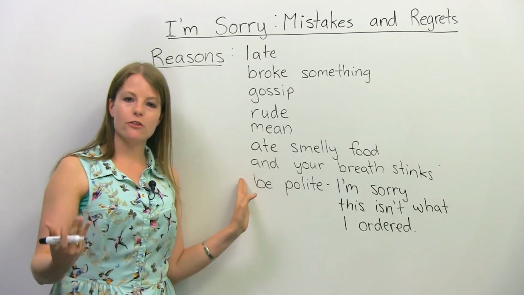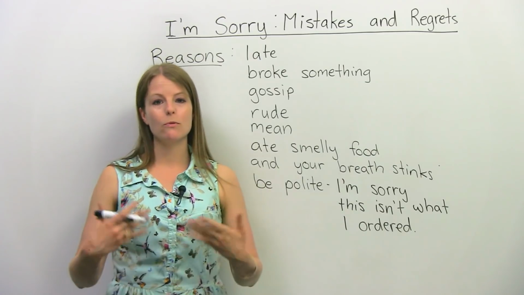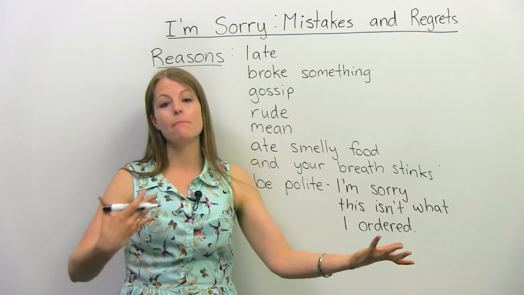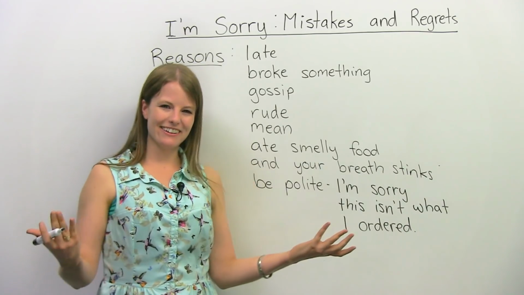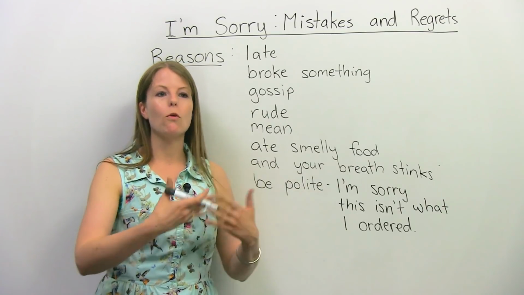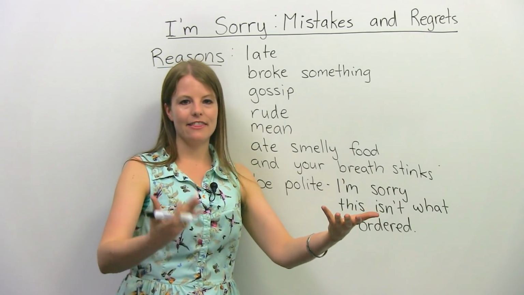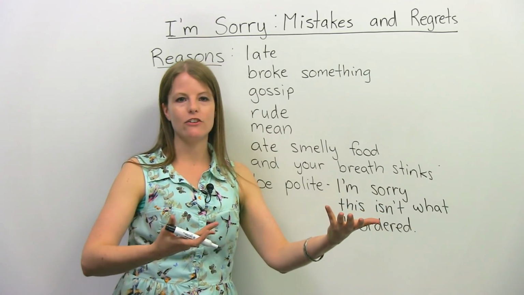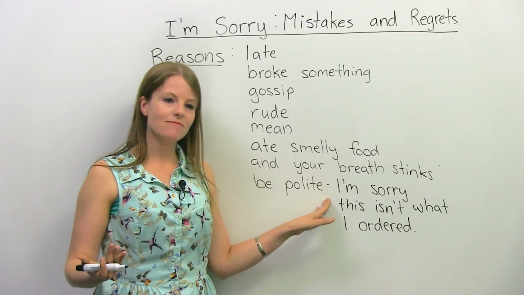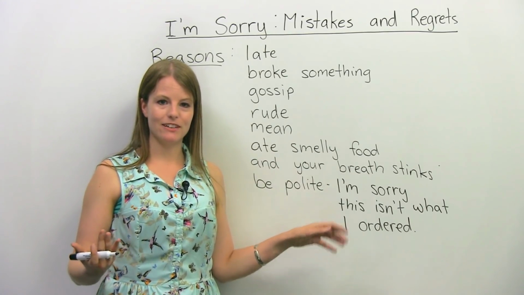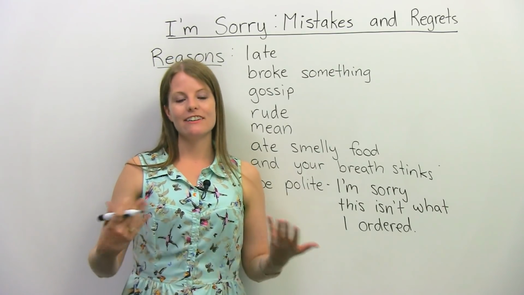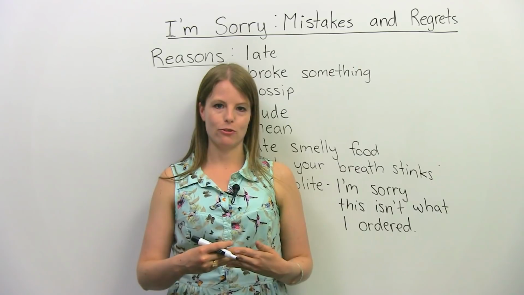Sometimes we also say sorry to be polite. So sometimes we didn't make a mistake, somebody else made a mistake, and to be polite, we still say, I'm sorry. I know it's a little bit strange, but for example, if you go to a restaurant and you order chicken and the waiter comes and he brings you beef, then you might say, I'm sorry, this isn't what I ordered. Okay, so there are many reasons why we say I'm sorry. So now let's look at some of the ways we say I'm sorry.